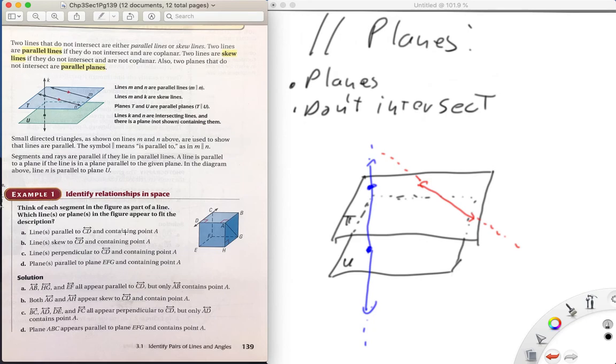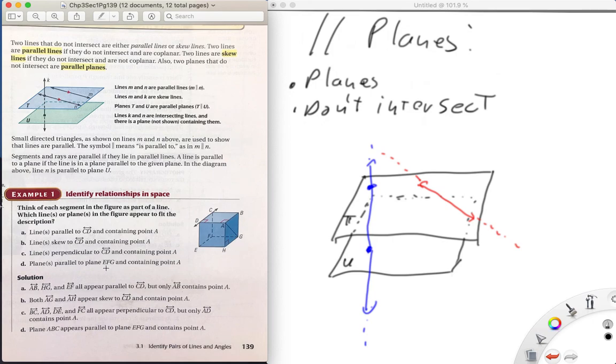And they want to find out the line containing point A that is parallel to CD. So that would be AB. And it says skew lines to CD containing point A. So here's CD. AH is skew. BG is skew. FG, but they want containing point A. So here's AH. Here's AG. These guys are both skew. AG is going in this direction, AH is going in that direction, and never shall the twain meet.